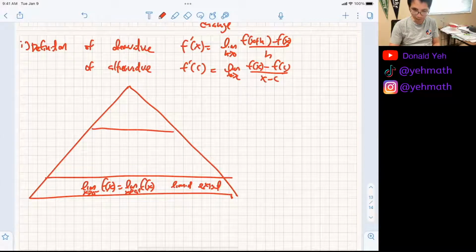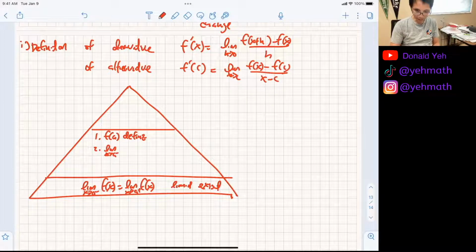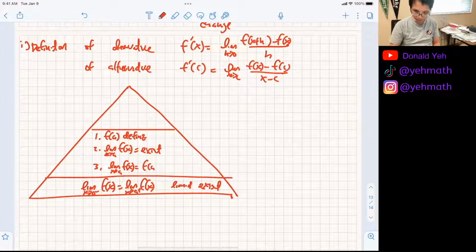Did we write this down last time? Okay, yeah, we did. One, f of a is defined. Two, the limit as x approaches a of f of x exists. Three, the limit as x approaches a of f of x is equal to f of a. So what does that mean? That means this is continuous.